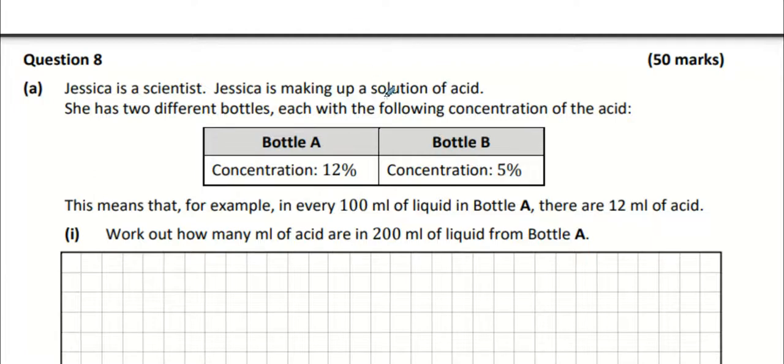Jessica is a scientist. She's making a solution of acid. She has two different bottles, each with the following concentration of acid. One bottle is 12% acid and the other one is 5% acid. This means for every 100 milliliters of bottle A, there are 12 milliliters of acid. Work out how many milliliters of acid are in 200 milliliters of liquid from bottle A.